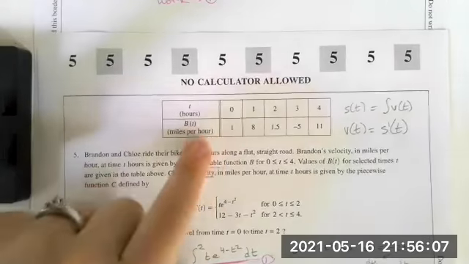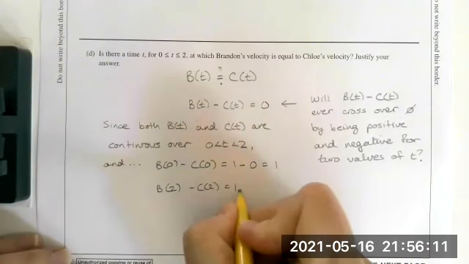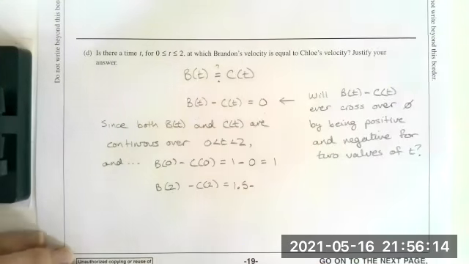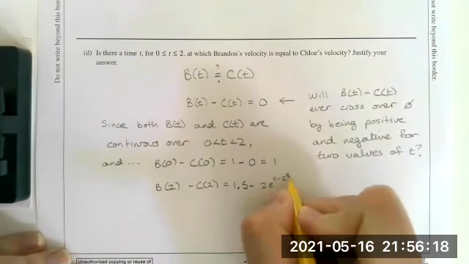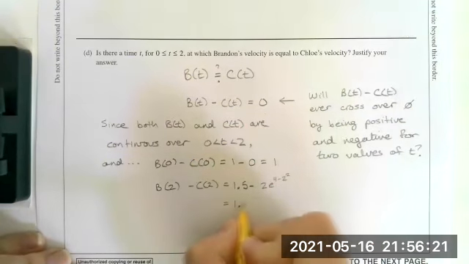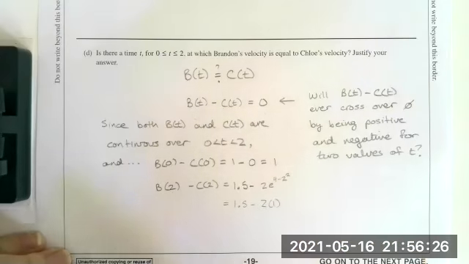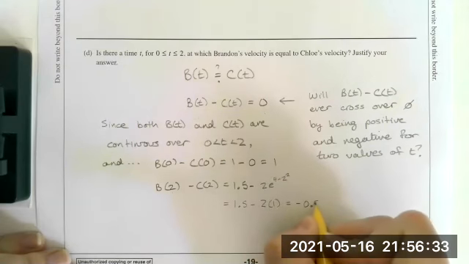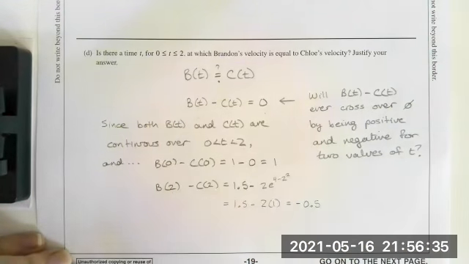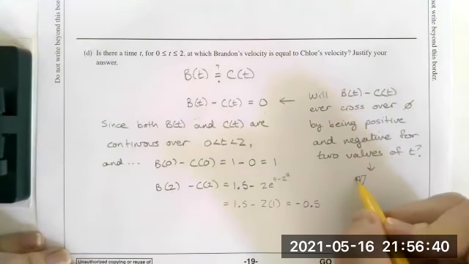All right, the next one is going to be B of 2. B of 2 is 1.5. And C of 2 is going to be 2e to the 4 minus 2 squared. So 1.5 minus 2 times 1, because this is going to be e to the 0, and anything to the 0 power is a 1. And that is going to be negative 0.5. So to answer this question, yes.